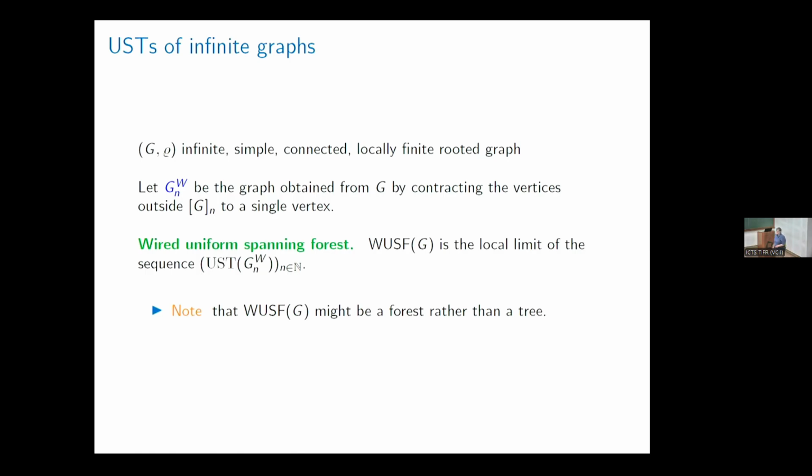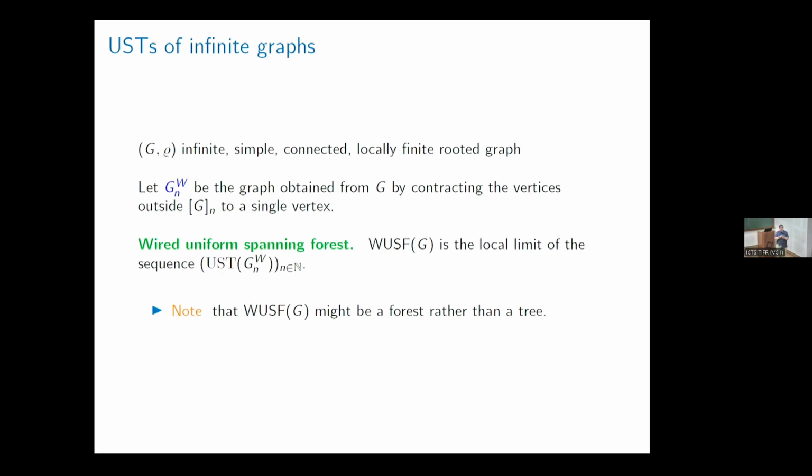The W here stands for wired. My English is not so good, but I think the pronunciation wired means that you put a wire to this one vertex, which is outside the box. And you take the uniform limit and you call the limiting object wired uniform spanning forest. And now you have an F here and not a T. So the F stands for forest, and it goes back to the thing which you can observe, that the limit does not necessarily have to be a tree anymore. It might get disconnected, and it's just a forest consisting of trees.